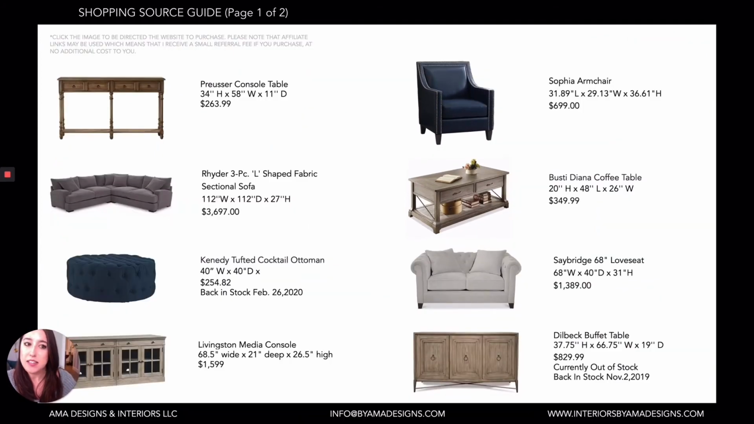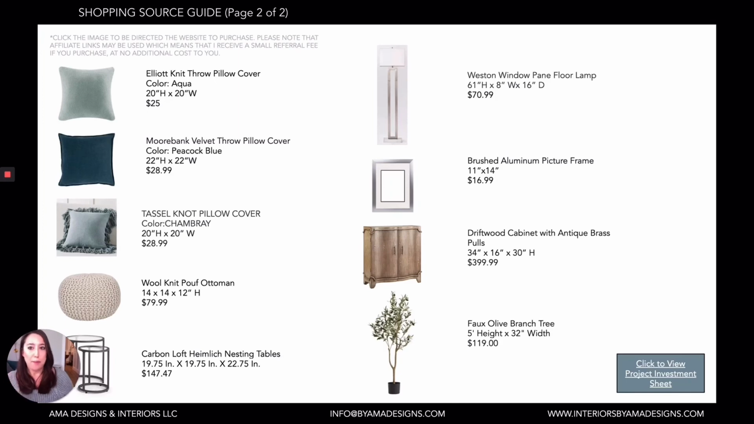And this is an example of what the shopping source guide looks like. So you can see at the top, it's page 1 of 2, and we have all the options that were finalized, and when you click on the piece of furniture, it will actually bring you to the website to purchase at your own pace. So you don't have to purchase everything at once, you can purchase as needed. And that's another page of the shopping source guide.